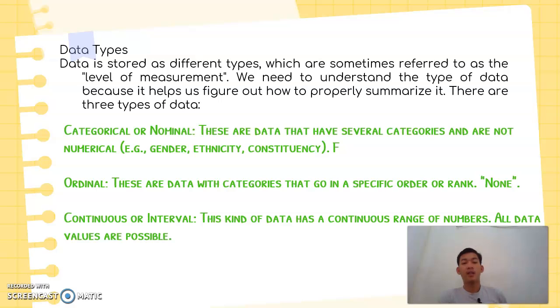And the second one is the ordinal. Ordinal data are data with categories that go in a specific order or rank. And the third one is the continuous or interval. This kind of data has a continuous range of numbers. All data values are possible. This is for the summaries of the data.